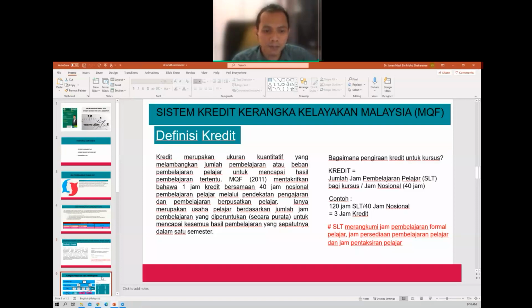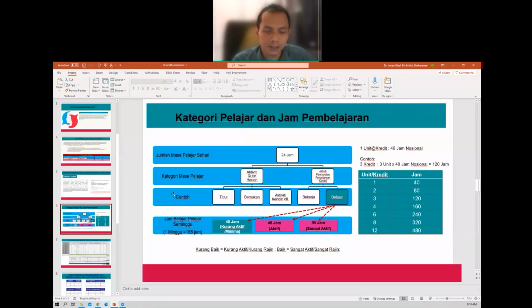So how did they come up with the notional hour based on this calculation? This is the historical idea of how they calculate that 1 credit is equivalent to 40 notional hours. Let's say we have 24 hours for the student's total time per day, divided into routine daily activities and knowledge-enhancing activities, and they found that 40 hours is the student's learning hours per week, out of 1 week of 168 hours. That is how they calculate 1 credit equivalent to 40 notional hours.